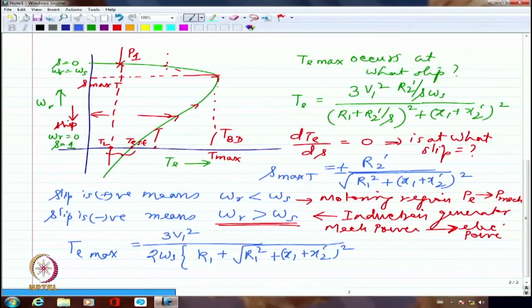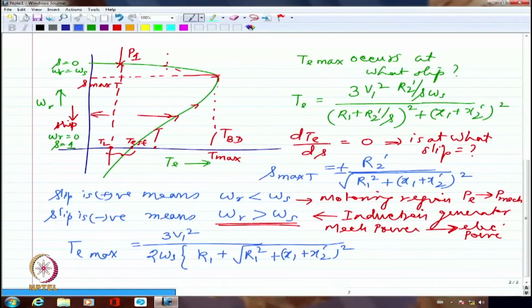One thing I would like to point out here is that TE max does not depend upon the rotor resistance at all. Although all along when we were talking about the torque, we always said I2 square R2 by S omega S, so R2 was playing a very, very vital role. But TE max does not depend upon R2. It rather depends upon R1 and X1 plus X2 and so on and so forth.